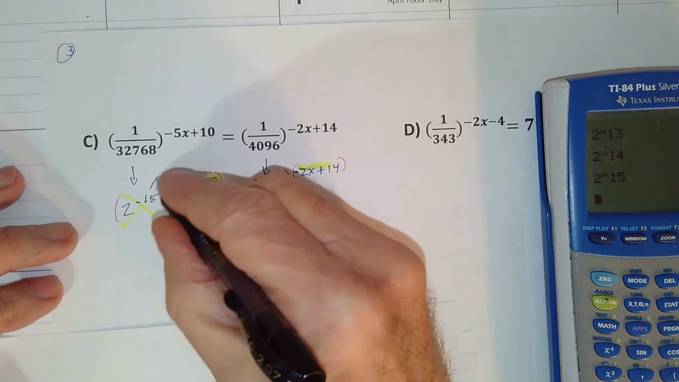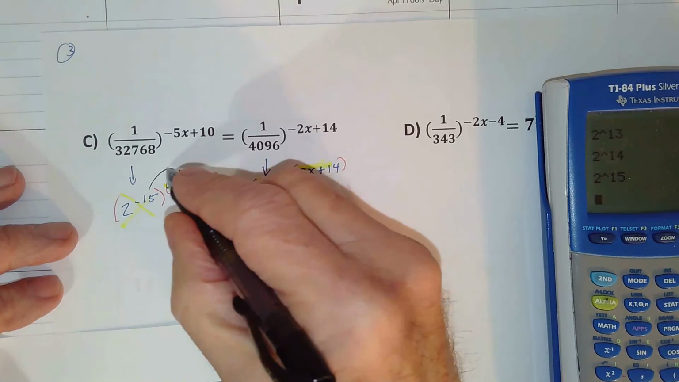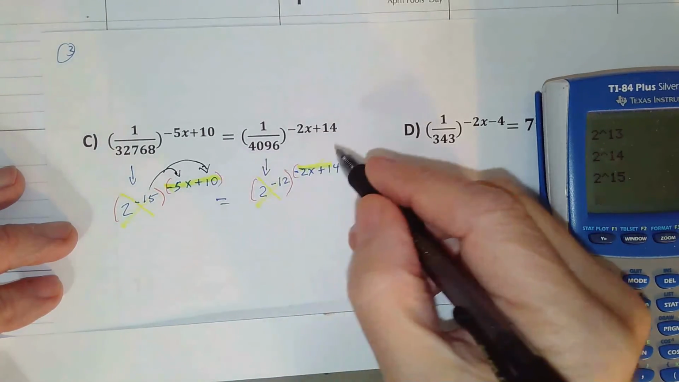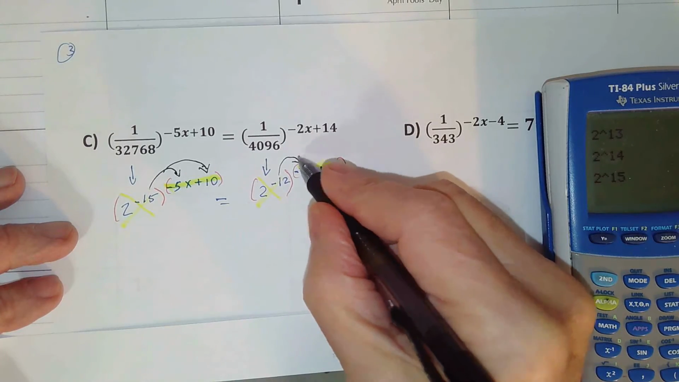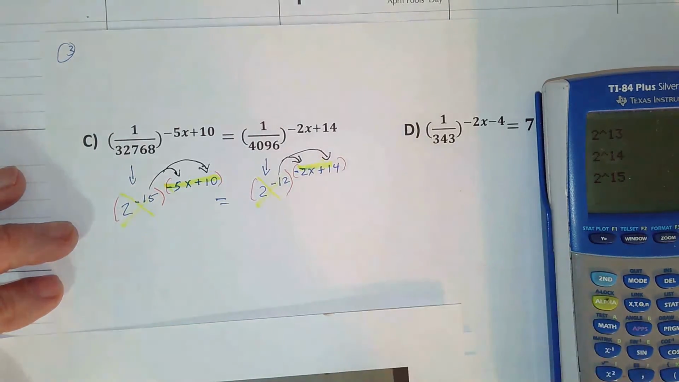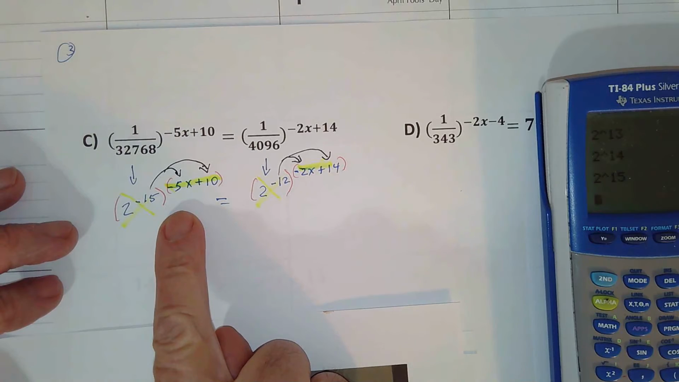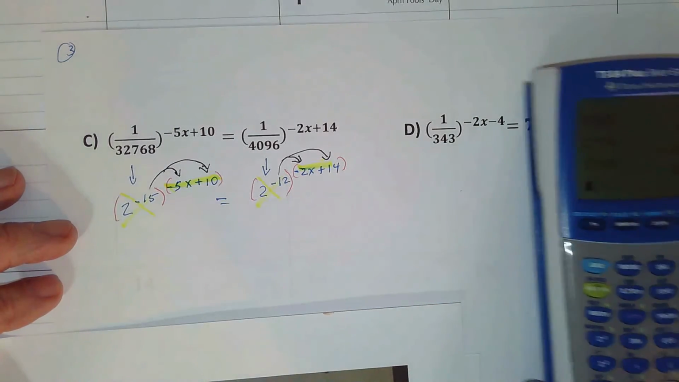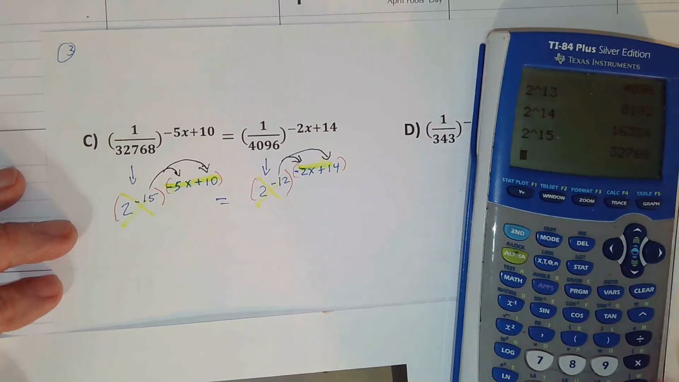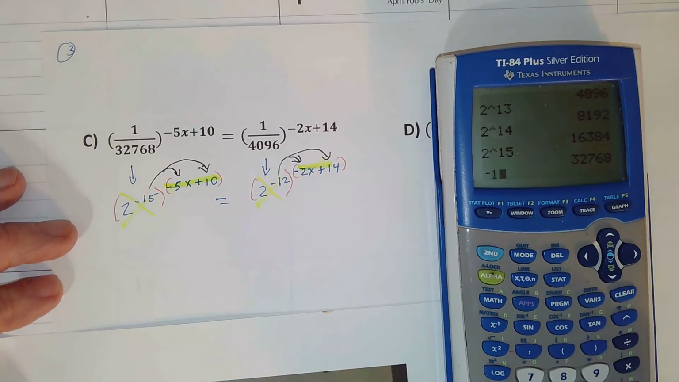So let's distribute. We have to distribute the negative 15 to the negative 5x, and to the 10. We have to distribute the negative 12 to the negative 2x, and the negative 12 to the 14. All right, so let's do that. And we'll write it down here. So negative 15 times negative 5, that's positive. Now let's find out. Negative 15 times negative 5, enter, we get 75. Okay, and that looks right.